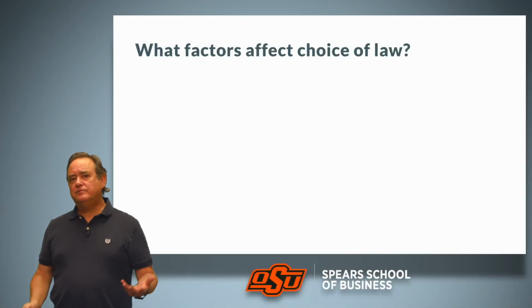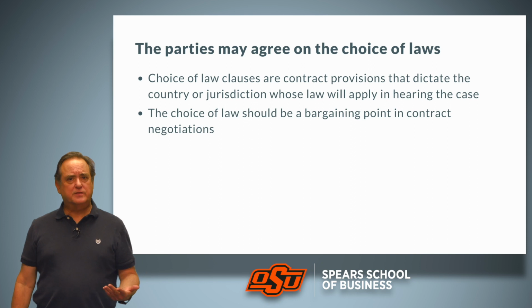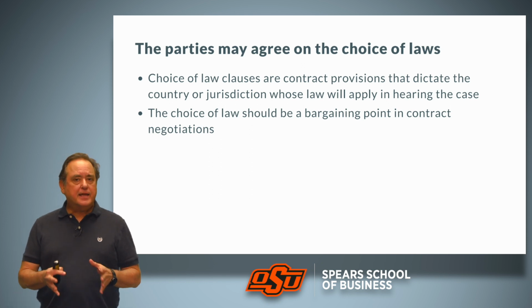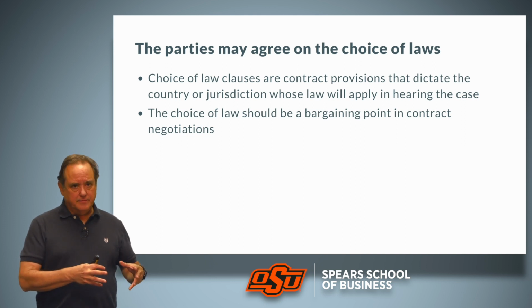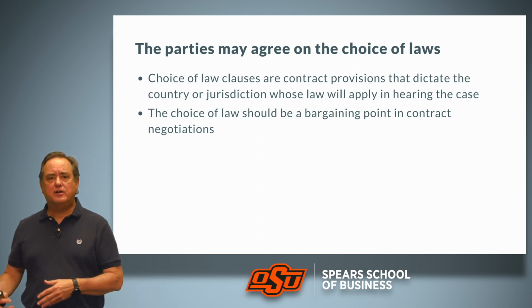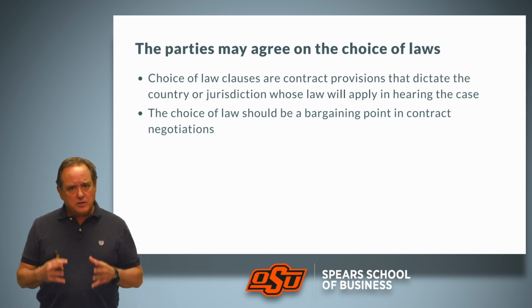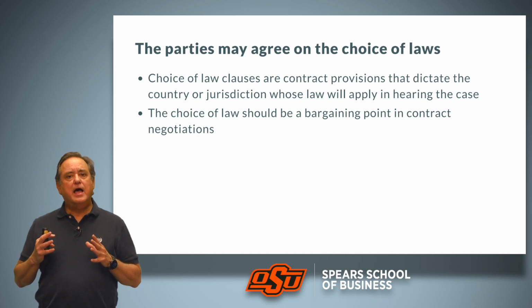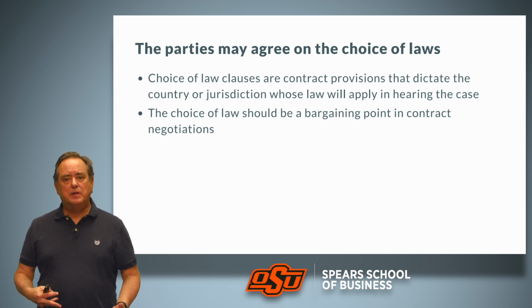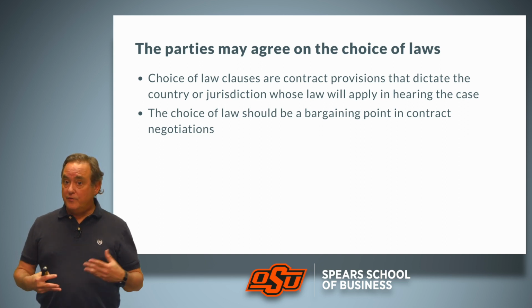Now let's look at choice of law. What factors affect choice of law? Again, the parties can agree on the choice of laws, meaning we can agree that U.S. law is going to be applied, or French law is going to be applied, or Chinese law is going to be applied. And these are contractual provisions that can dictate whose law will apply, even if the forum is in a different state.